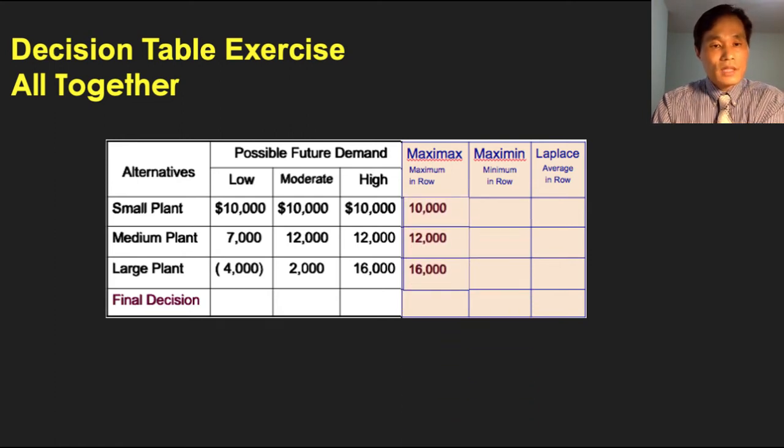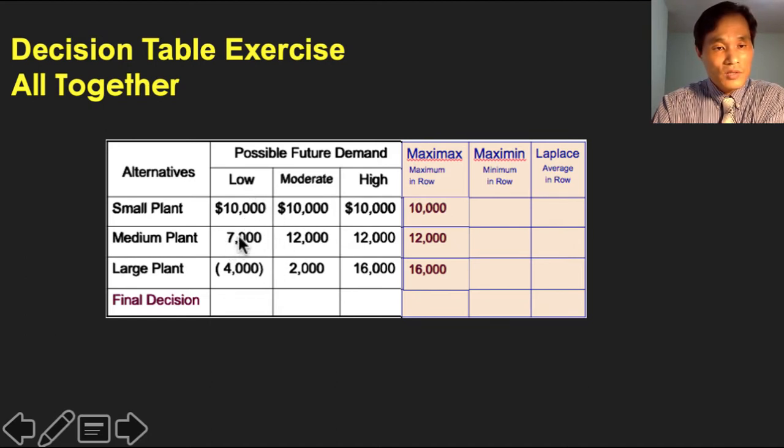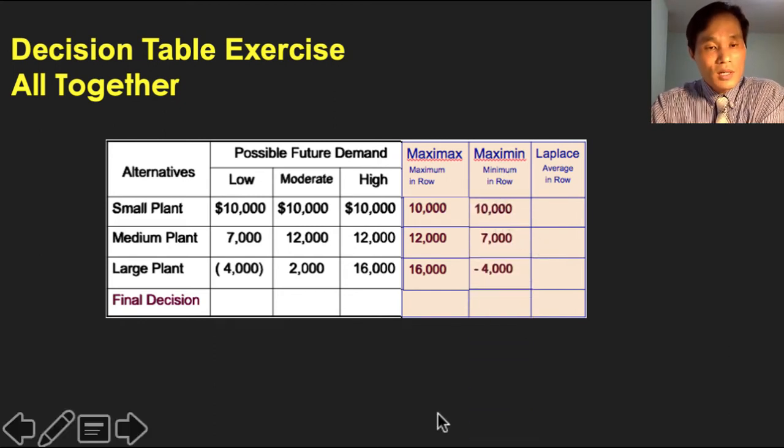Now, the max-min value, you have to choose the minimums from the row, and $10,000 for small plant, and $7,000 for medium plant, and negative $4,000 for large plant. And you have to choose the maximum of that, and you find that 10,000 is the largest. So under this conservative view, small plant is the way to go.